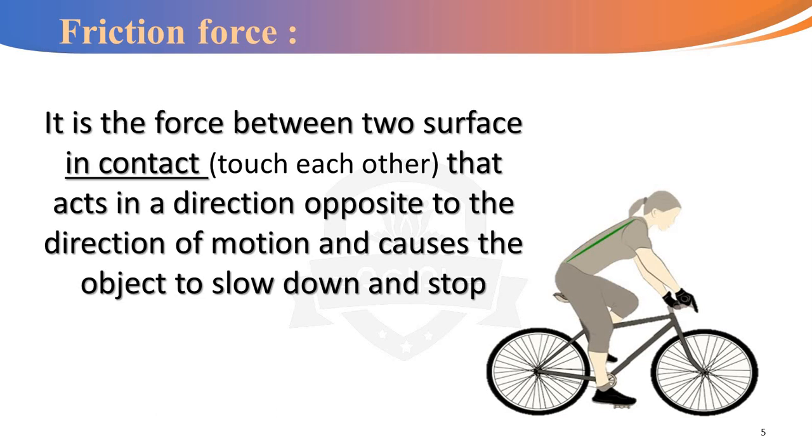What does that mean? The only thing that moves in the direction of the motion is the bicycle, but the road moves in the opposite direction of the motion, which is the negative force, and causes the object to slow down and stop. How can it slow down and how can it stop?